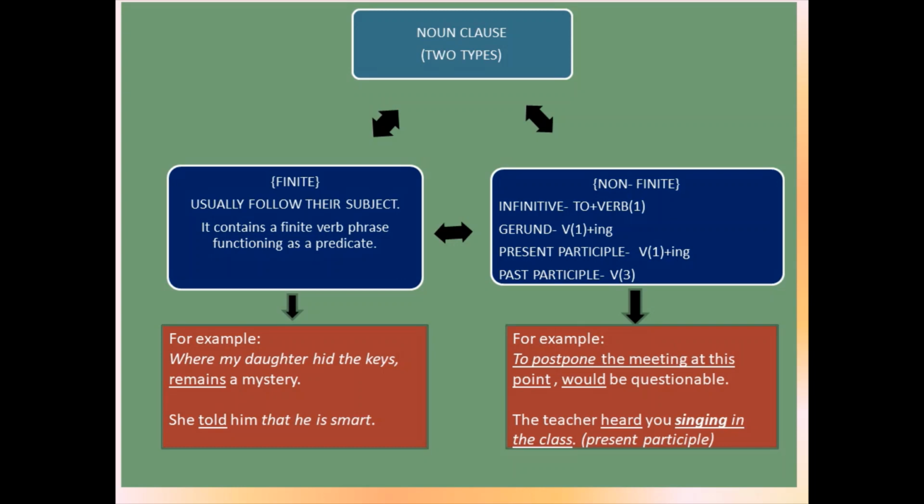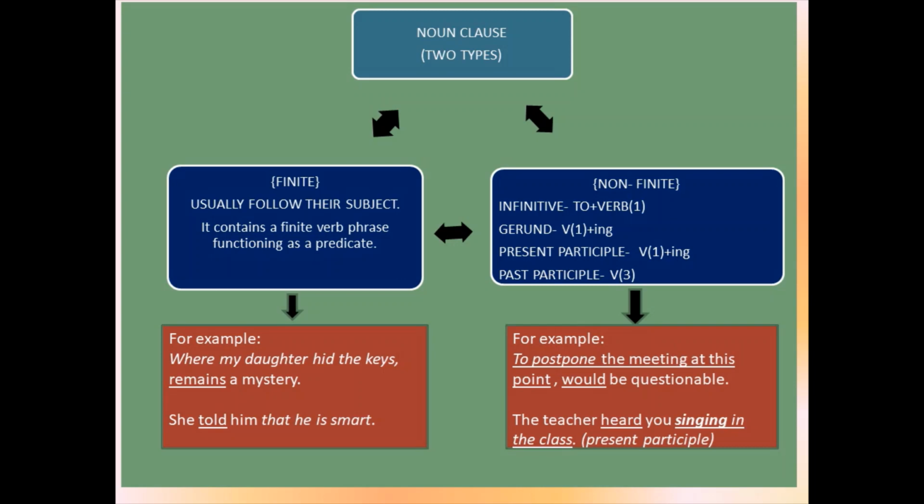Okay, now if you see the non-finite type, now you should know what non-finites are. Non-finites include the infinitives, that is to plus verb, the gerunds, that is first form of verb plus ing, which does the work of a noun rather than the verb. Present participle, again, first form of verb plus ing, which does the work of an adjective now. Okay, and past participle. So these are all the words that use the verb words, the action words, but they do not perform the function of the verb.